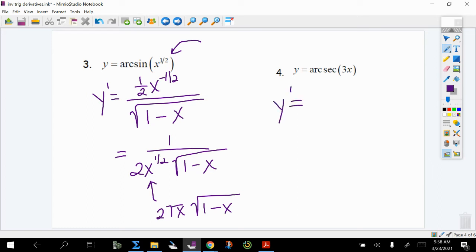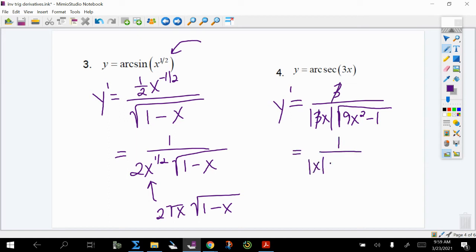Arcsecant, derivative of 3x is 3. So this is the one that's a little strange. It has the u in front of the radical. The absolute value bars will really only come into play if you're actually plugging a number in for x. It just ensures that it's positive. And then under the square root, you do u squared minus 1 instead of 1 minus u squared. So that's going to be 9x squared minus 1. You can leave it like that, or if you want, you can cancel the 3's. So you could go a little simpler and write it like that.